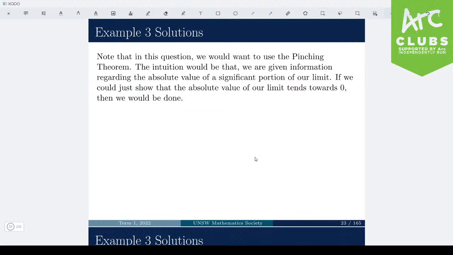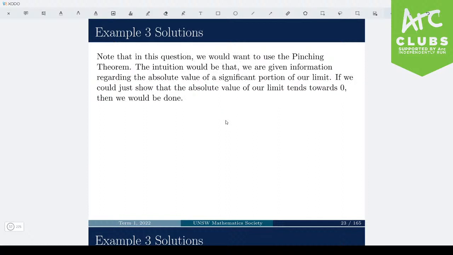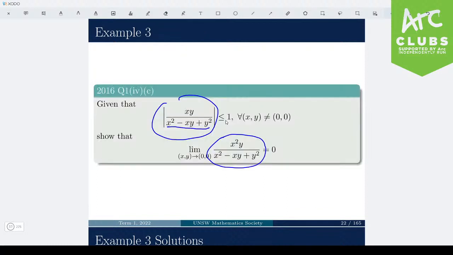The intuition behind choosing this is that we are given information regarding the absolute value of a significant proportion of our limit already. If we go back up, as you can see, the only difference between the information given and the limit we want to look at is that it's multiplied by an extra factor of x, and that's it. So we might as well use pinching because they have already given us information about this absolute value being less than or equal to something. If we could just show that the absolute value of our limit also tends to 0, then we have shown that our limit tends towards 0, right?